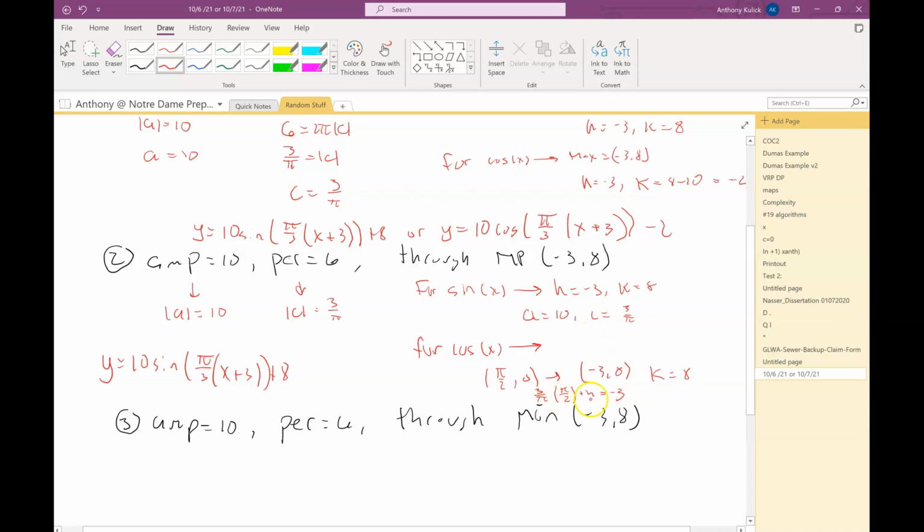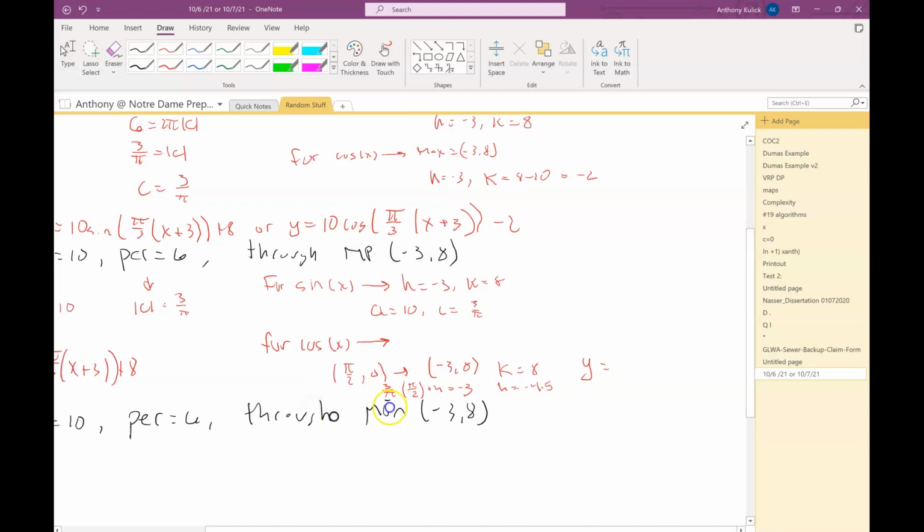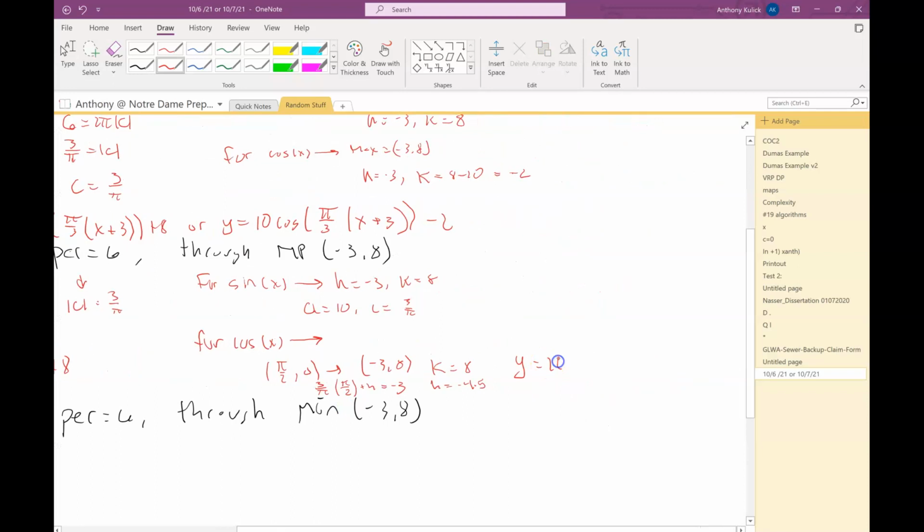So when I do that, I get 3 over 2 plus h equals negative 3. So h is negative 4.5, or 9/2 if you prefer. And then the a can be, again, either positive or negative because we're not told what's happening before or after this midline point, so it doesn't matter. So 10 cosine of 3 pi over 2 times x plus 4.5, or 9 over 2, plus 8.